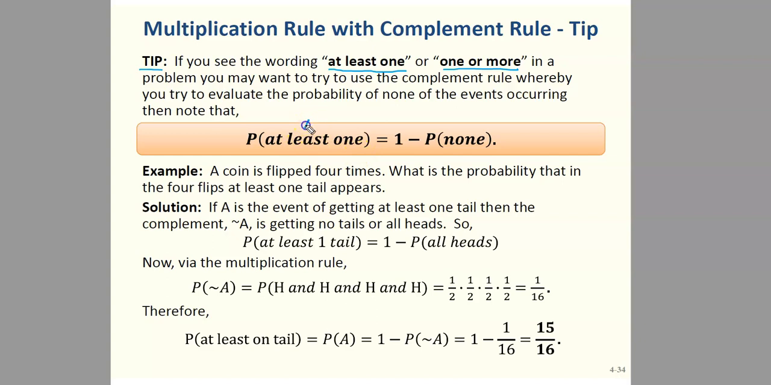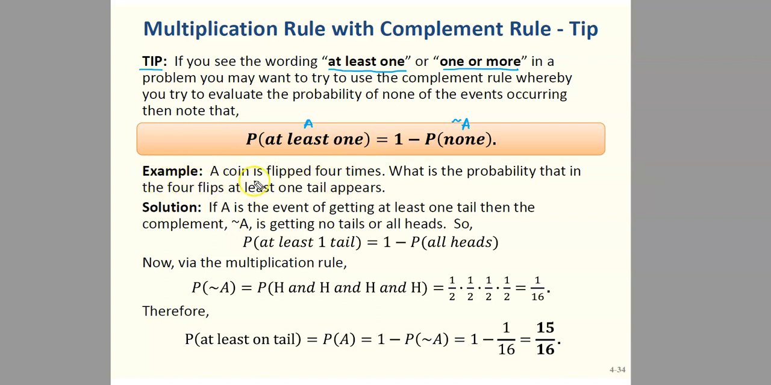So this is just a different variation of the complement rule. If A is the event of getting at least one of some event occurring, then the complement of A is going to be where you get none of those events occurring. So that's going to be A complement. So you see, this is just a different way of writing the complement rule. Let's take a look at this example here.